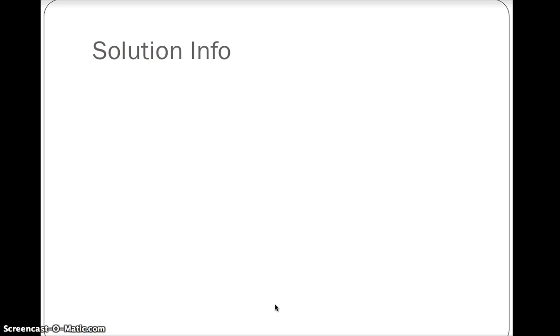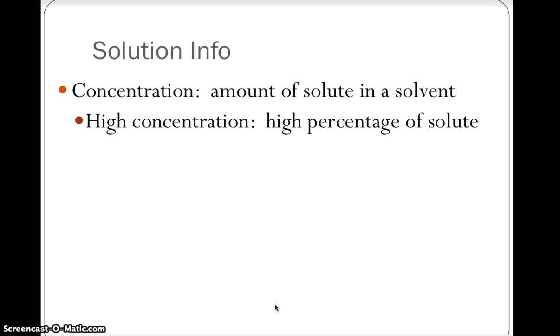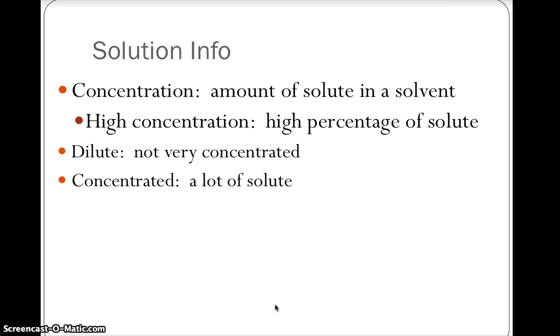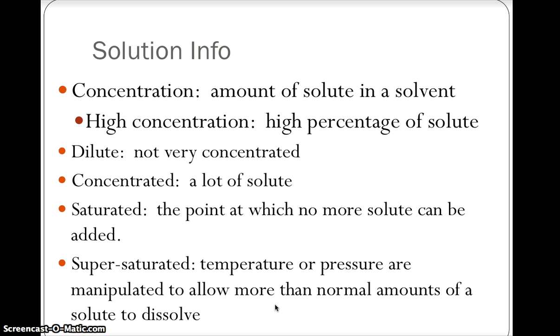Okay, solution info. Concentration, that's the amount of solute in the solvent. A high concentration means a high percentage of solute, so there's a lot of stuff being dissolved. Dilute means it's not very concentrated, so it's the opposite of high or concentrated. Concentrated is a lot of solute. Saturated means that if you put any more solute in, it's not going to dissolve. It's going to actually fall to the bottom. And then supersaturated is when you change temperature or pressure so that you can put more in. So you make it a little hotter and you can dissolve some more.